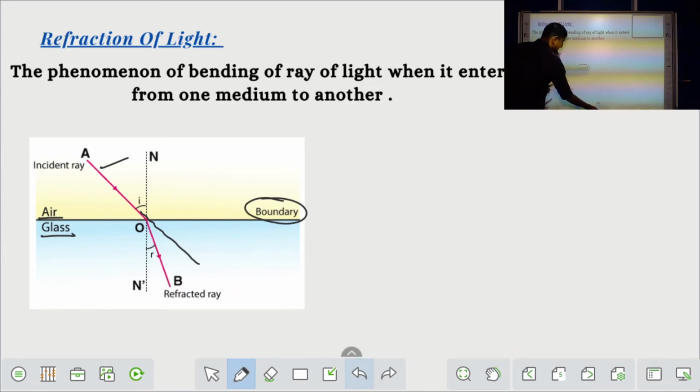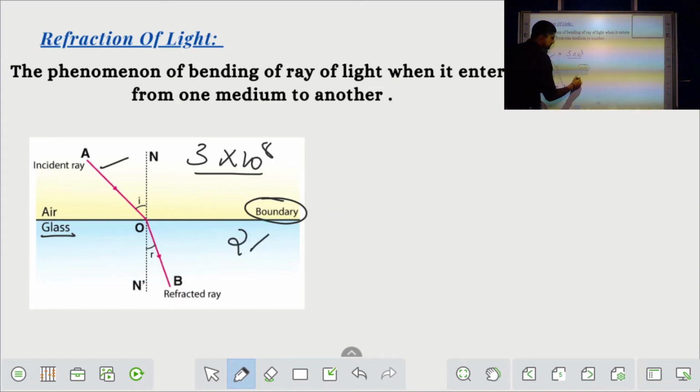The reason is the speed of light in glass is less. How much? Here it is 3 into 10 to the power 8. Here it will be approximately 2 into 10 to the power 8. So 3 is more, 2 is less, correct? So when it goes from a medium with higher speed of light to a medium with lower speed of light, obviously it will bend, but it will bend towards the normal. So keep this in mind.